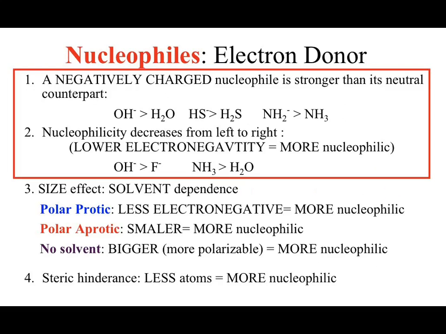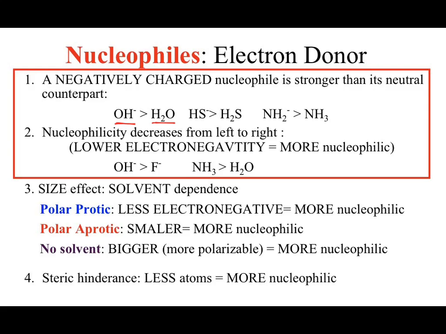So if we go through and compare, we actually get some examples here. Hydroxide versus water. Which one's the stronger nucleophile? Hydroxide, because it's negatively charged. So with each of those cases, we're looking at progressively making it more and more difficult to determine our nucleophile. The next one, we're typically seeing nucleophilicity decrease from left to right. Lower electronegativity means more nucleophilic.